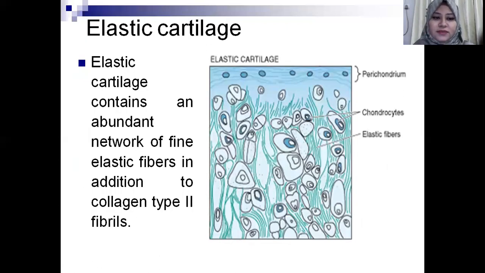Now, elastic cartilage. Elastic cartilage contains an abundant network of fine elastic fibers in addition to the collagen type 2 fibrils. In this figure, we can see the chondrocytes present in lacunae, and there is an abundant amount of elastic fibers. These elastic fibers are one of the main points that differentiate it from hyaline cartilage and fibrocartilage.